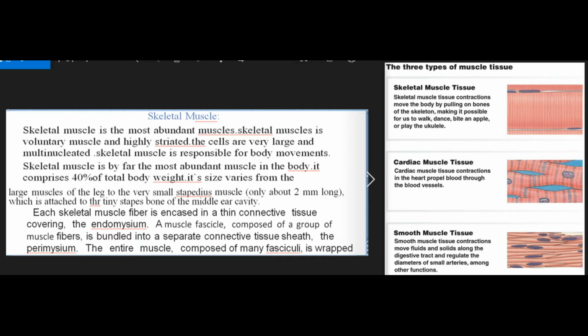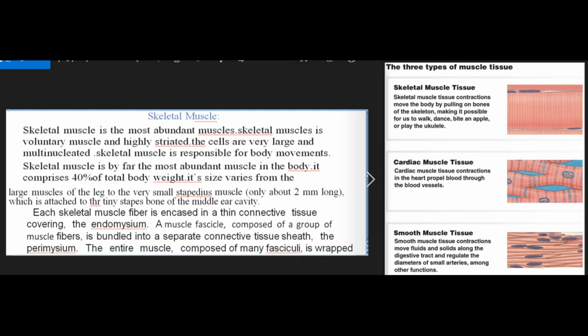Its size varies from the large muscles of the leg to the very small stapedius muscle, only about 2 mm long, which is attached to the tiny stapes bone of the middle ear cavity. Each skeletal muscle fiber is encased in a thin connective tissue covering, the endomysium. A muscle fascicle, composed of a group of muscle fibers, is bundled into a separate connective tissue sheath, the perimysium.